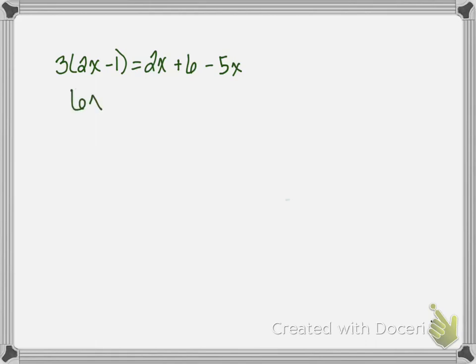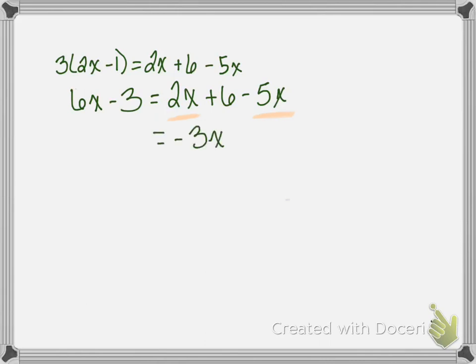So I have 6x minus 3, and then I'm going to write 2x plus 6 minus 5x. These right here, 2x and negative 5x. What are those called? What kind of terms are those? Like terms. That means they can be combined together. So we're going to go ahead and combine those together because they are on the same side of the equal sign. Okay, so I have 2x minus 5x. That's going to leave me with negative 3x. And then I have 6x minus 3 on the other side.